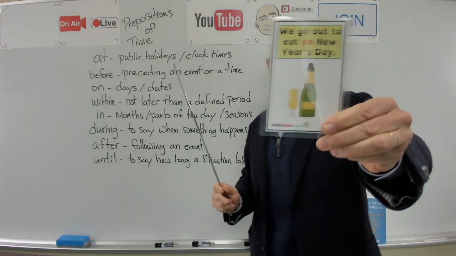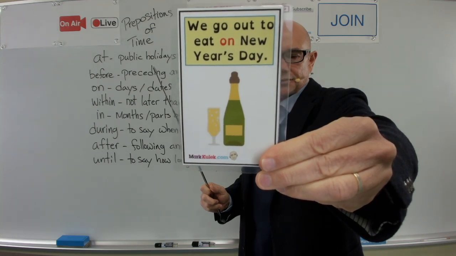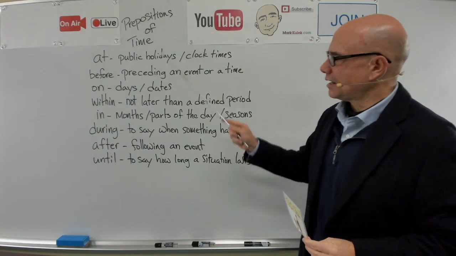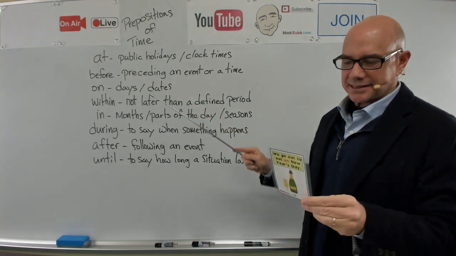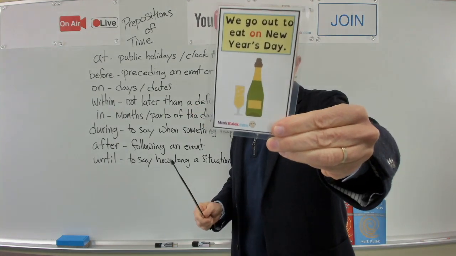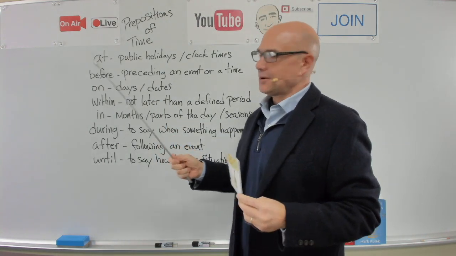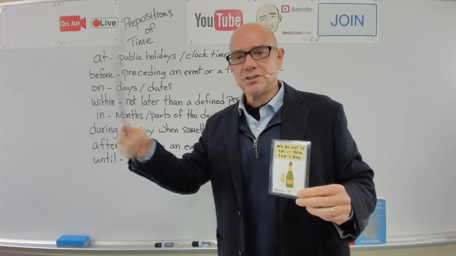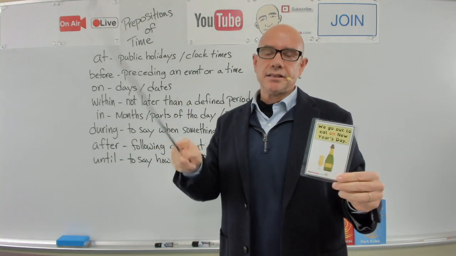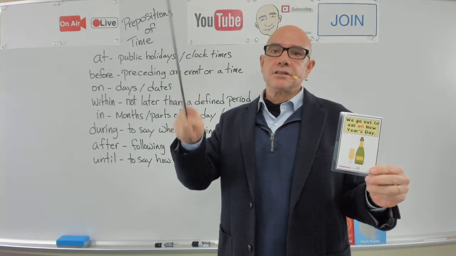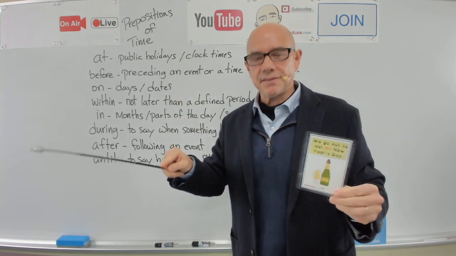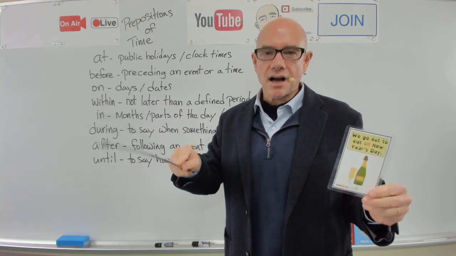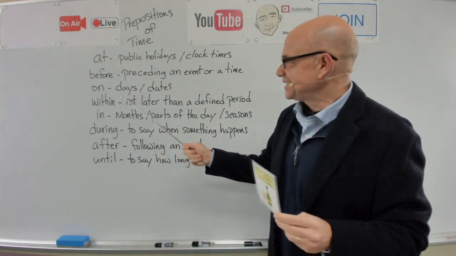All right, and then our last card was, we go out to eat on New Year's Day. On. We use on for days and dates. And so the day is New Year's Day. We can say on Mondays, I go to work. On Tuesdays, I go for a jog. And then dates. Christmas is on December 25th. Halloween is on October 31st. New Year's Day is on January 1st. So we use on for days and dates.